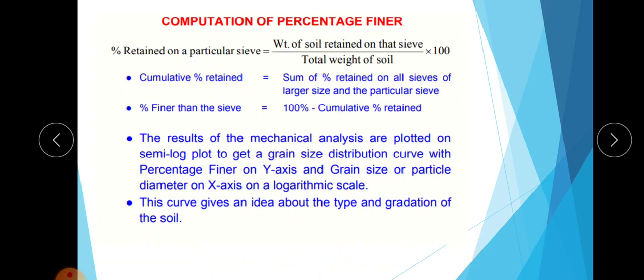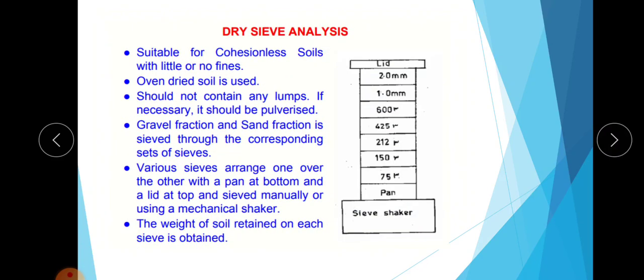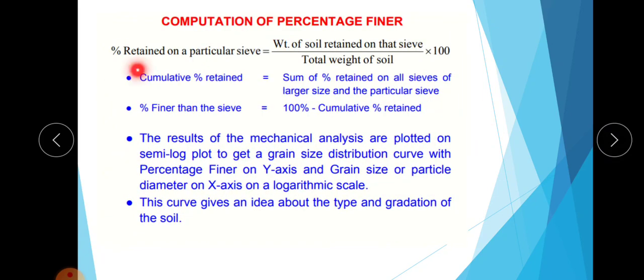Okay, so for this sieve analysis, I have told that we are calculating the weight of the soil which is retained on each of the sieves. After that we are calculating the percentage retained on a particular sieve. So the percentage of the soil fraction which is retained on a particular sieve is equal to the weight of the soil retained on that sieve divided by the total weight of the soil, into 100. So that is the percentage retained on a particular sieve.